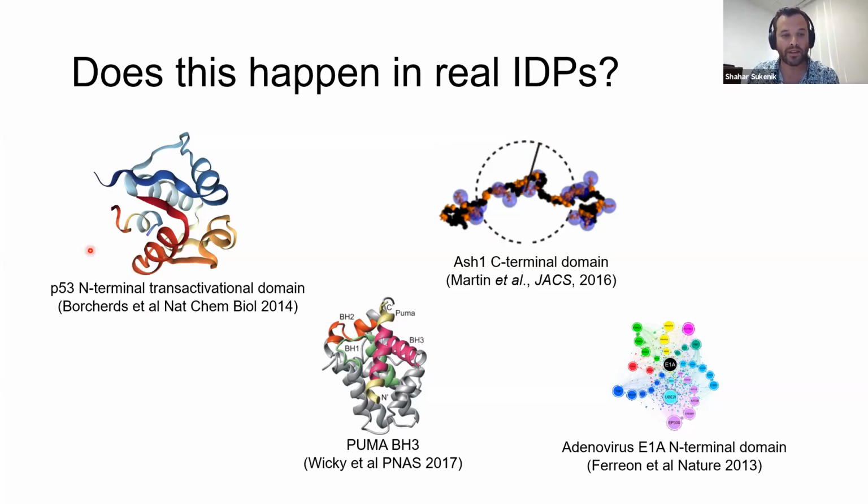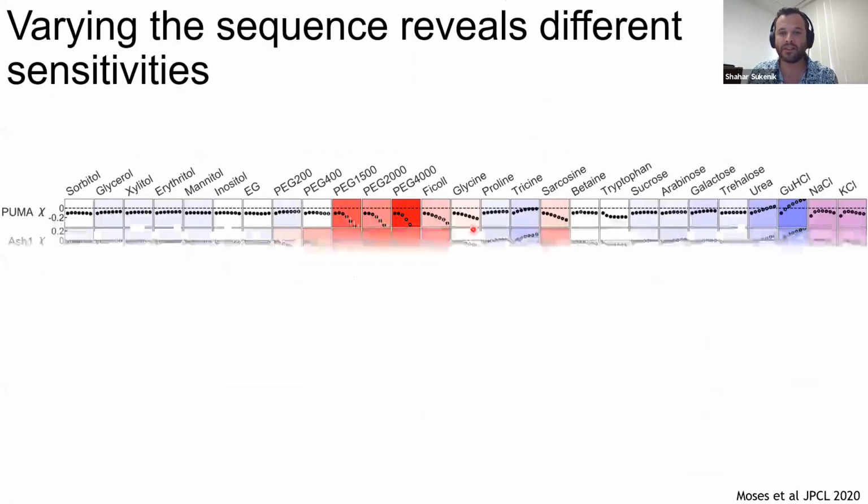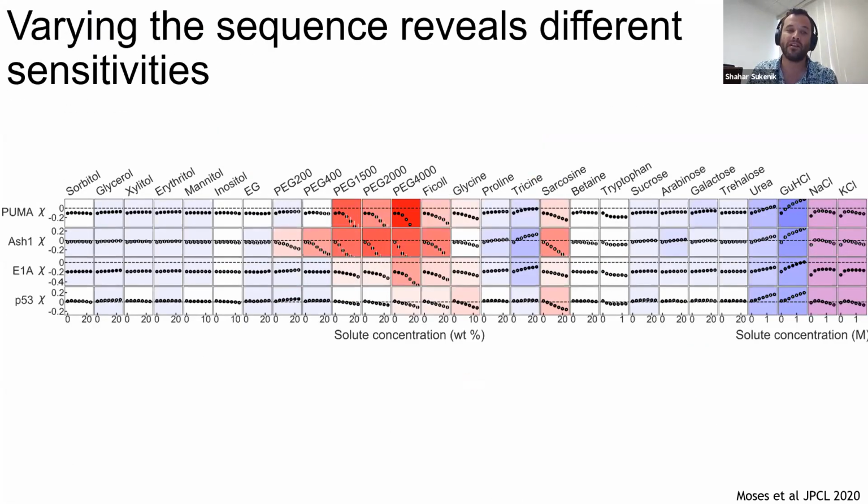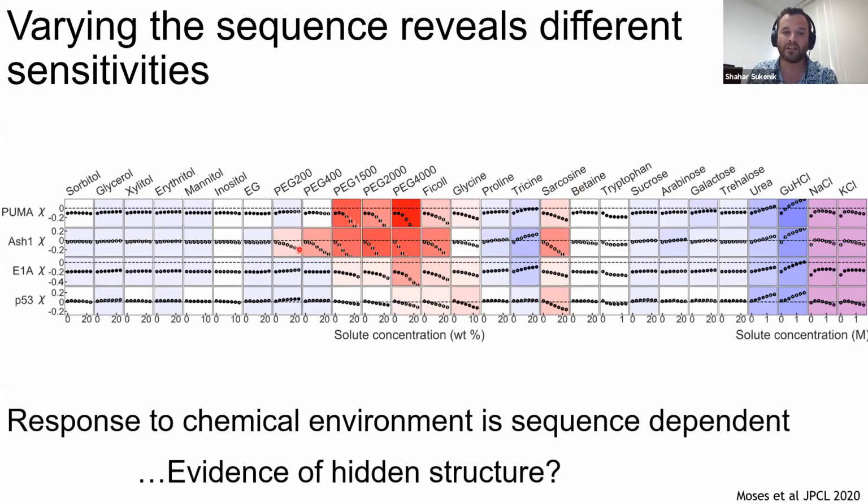And so when we took these 4 different sequences and we did the same solution space scan, we saw something very different. Of course, each of them still responds differently to different solutes. But now as we go across the rows, we see that the intensity of color is very different. While some sequences are, for example, strongly compacted by PEG, others are barely affected at all. And so the response to the chemical environment in this case is sequence dependent. And so we immediately thought, maybe this could be evidence of the hidden structure that we saw in our simulation.